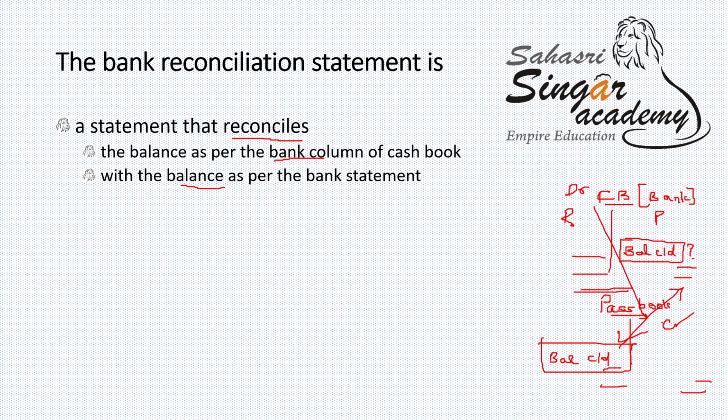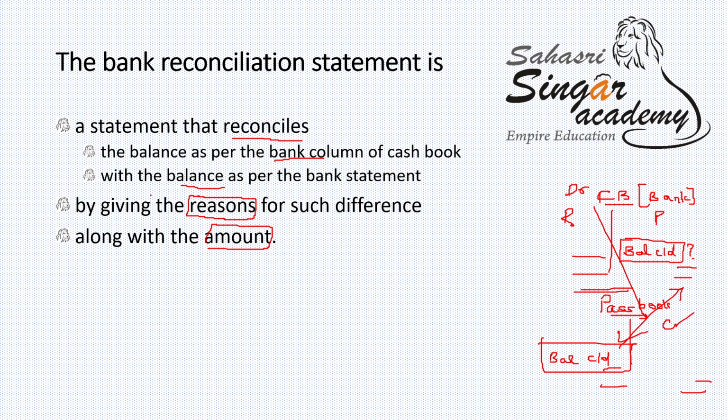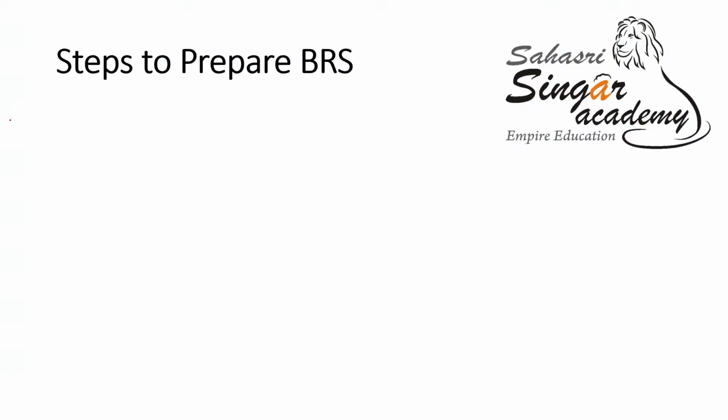Sometimes if it is not matching, then it's your duty to find out the reasons for the mismatch. That will come under a statement. If you present that as a statement, then it is a reconciliation statement. You have to find out the reason for the difference first and write it down in that statement, along with the amount, the value of that. These are the simple three steps you have to understand for the concept of bank reconciliation statement.